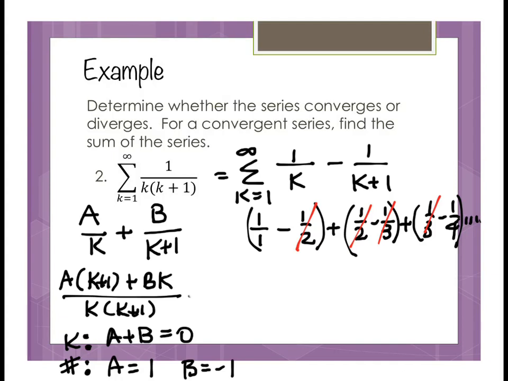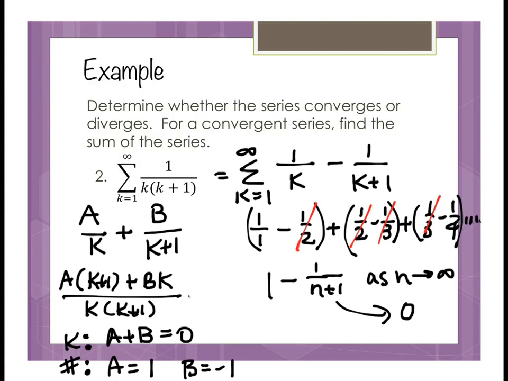So the only thing I'm going to be left with is the first term, which was 1, and the last term, which arguably is 1 over K, or n, or whatever you'd like. We'll use n just because we already used K. 1 over n, whatever the last term is, or n plus 1, technically. And as the n value goes to infinity, what happens to 1 over n plus 1? This value approaches not 1, 0. This value approaches 0.